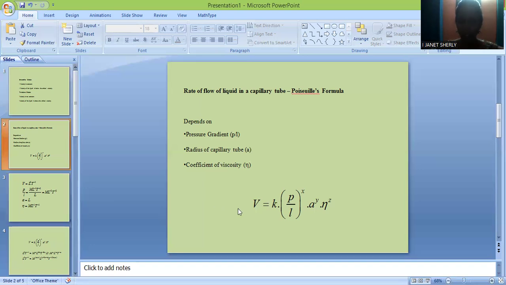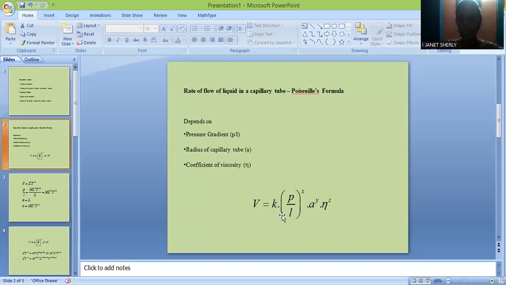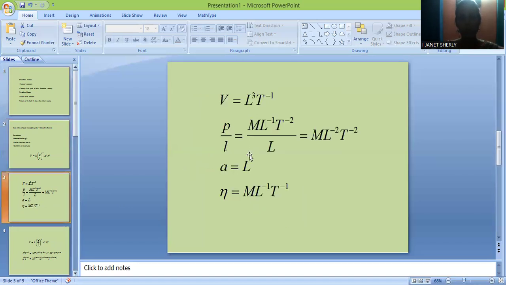At first, I need to find the dimension of the rate of flow of liquid. The dimension of V is L cubed T to the power minus 1. Coming to the next part, P by L, the pressure gradient, which is pressure by L: the dimension of the length of the capillary tube is capital L, and for P it is M L to the power minus 1 T to the power minus 2. So altogether, P by L has dimension M L to the power minus 2 T to the power minus 2.